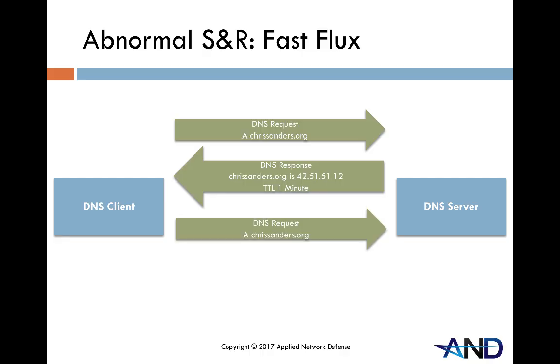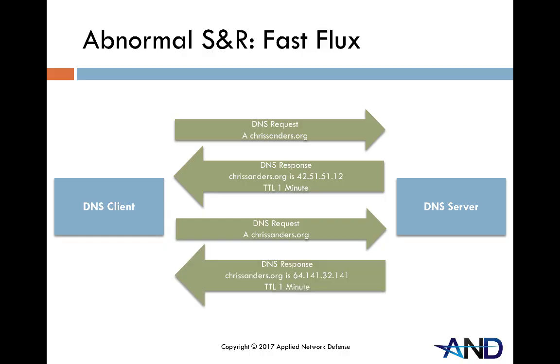After a minute, my client is going to send another request to re-resolve this information. And you know what's going to be sent back? It's actually a different IP address, 64.141.32.141, with another really low TTL. That's interesting. That's a technique we call fast flux. It's often used by attackers to protect their infrastructure.